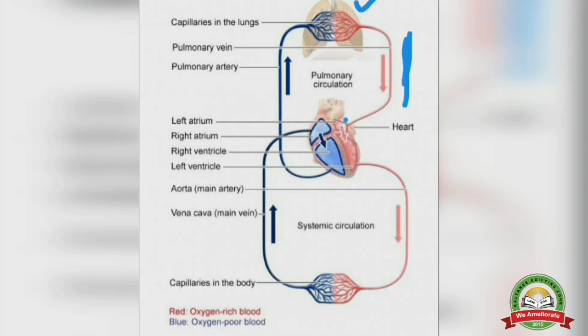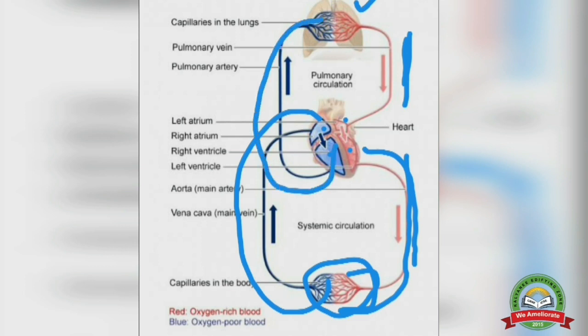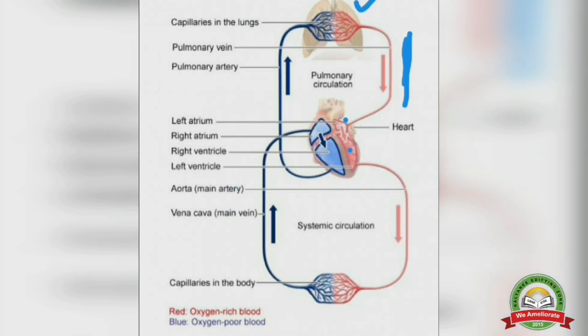So you just need to memorize the terms and the paths: from the lungs through the pulmonary vein to the left atrium, from the left atrium to the left ventricle, from the left ventricle to the main aorta and main vein to the body, and to the capillaries to get utilized. Then after being utilized in the capillaries, after being deoxygenated, it again returns back to the heart, the right atrium over here, right atrium to right ventricle, then right ventricle to the lungs through the pulmonary artery.